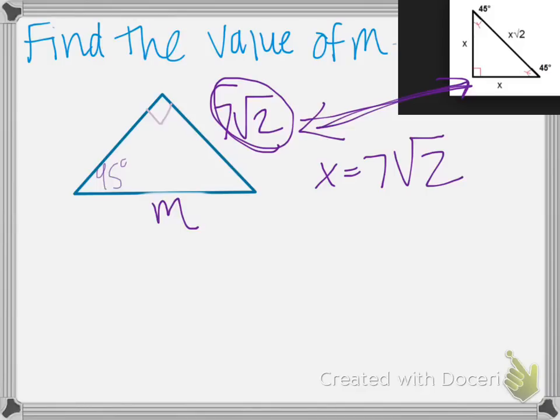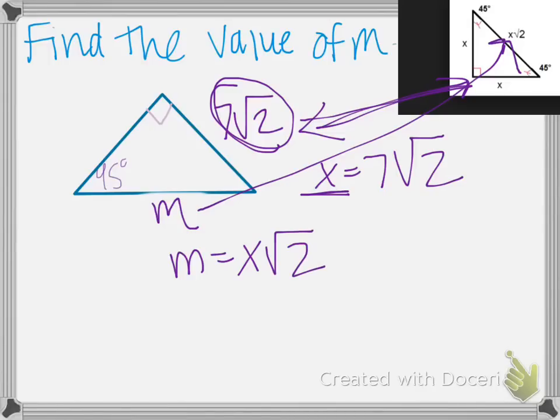Now we need to figure out what m equals in terms of x so that we can plug our x in and figure out what m is. So our m lines up with x square root of 2. So m equals x square root of 2. Now all we have to do is plug in our x and we'll know what m is. So we have m equals 7 square root of 2 times the square root of 2.